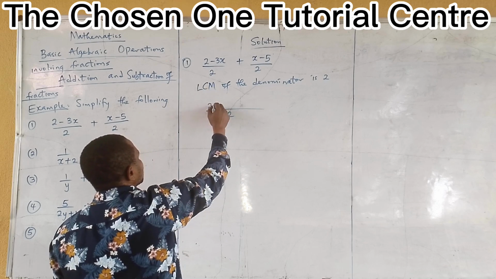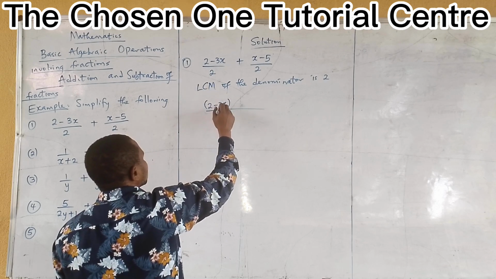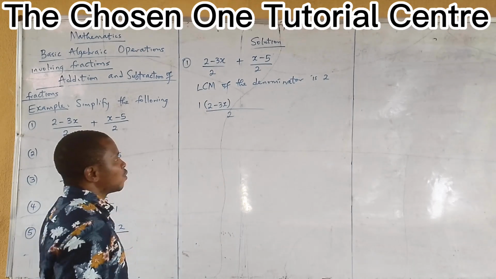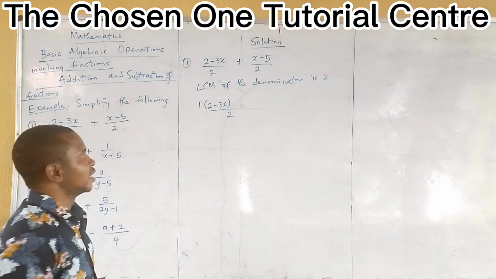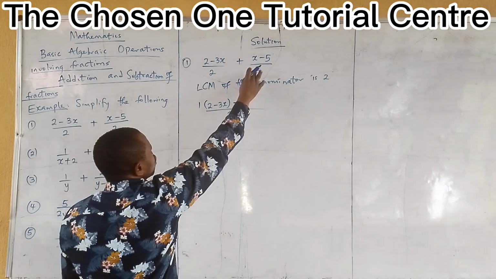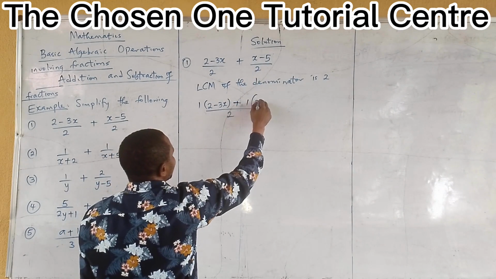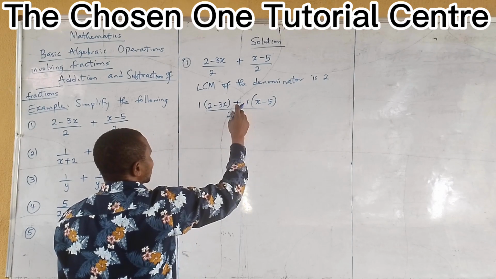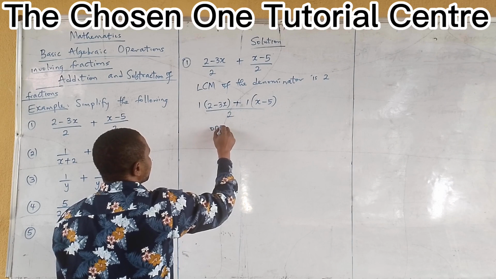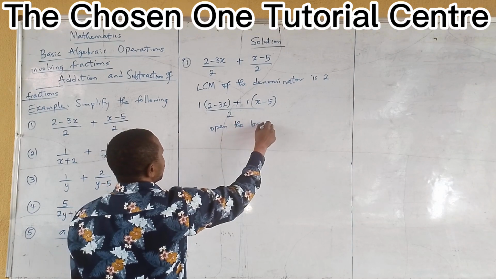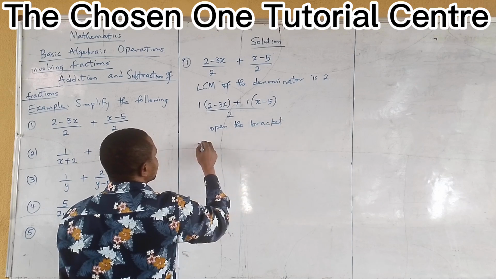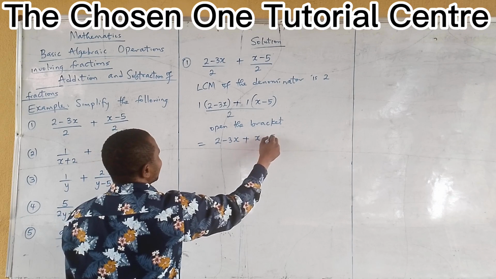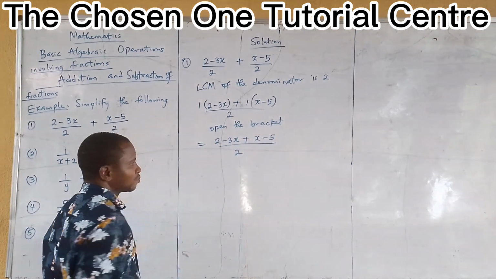We are going to have 2 minus 3x. Don't forget that 2 into 2 will give us 1. So we are going to have 1 in bracket of 2 minus 3x plus 2 into 2, that is 1, so 1 in bracket of x minus 5. Then we are going to open the brackets. So when we open the brackets, we are going to have 2 minus 3x plus x minus 5 over 2.